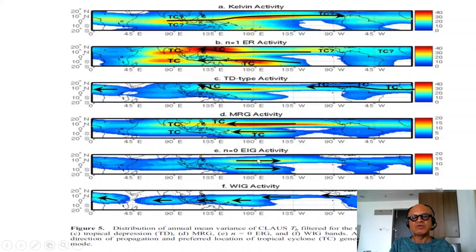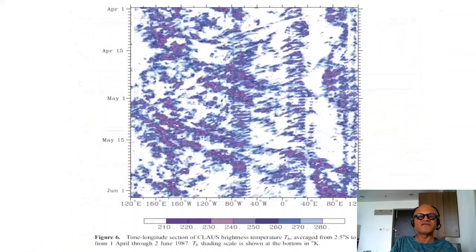This is the n equals 0 equatorial eastward propagating inertio-gravity wave, and westward propagating inertio-gravity waves, and you can see the variances, and the scales are not all the same here, so you have to be careful. The range is larger here than for the mixed Rossby-gravity waves and inertio-gravity waves. Okay, so that's the variance. You can also see the zonal distribution of the amplitudes of the annual mean variance of cloud top temperatures associated with each of the waves.